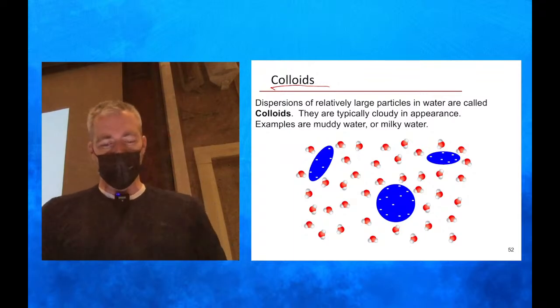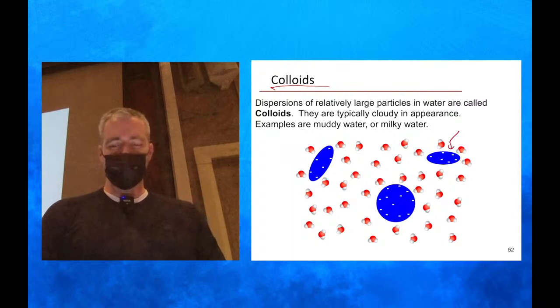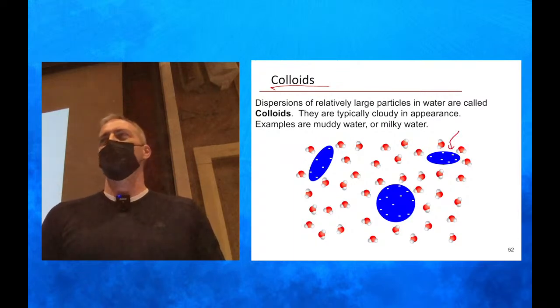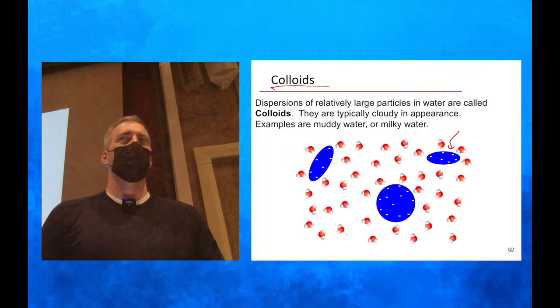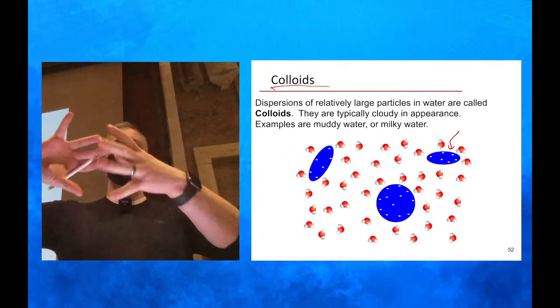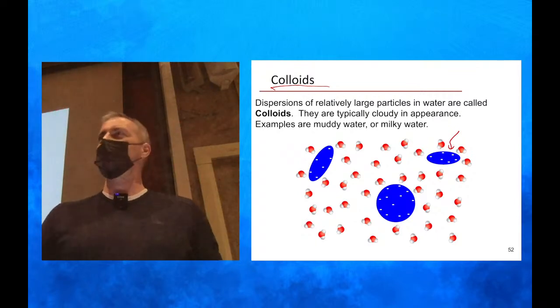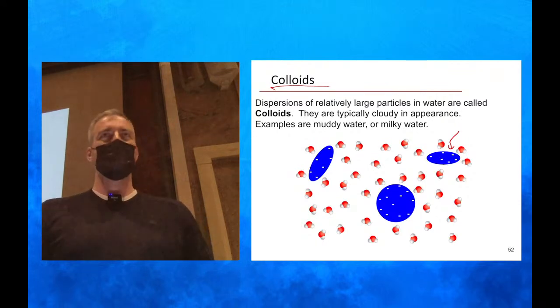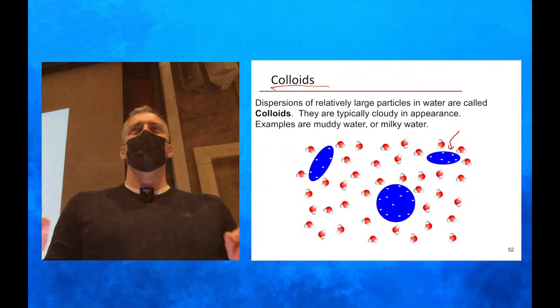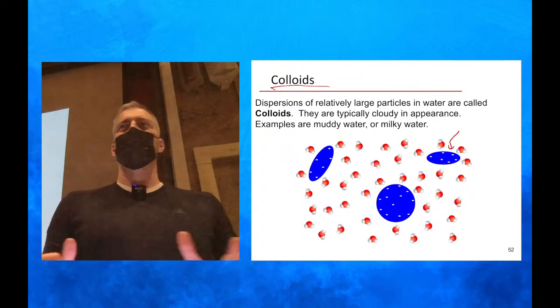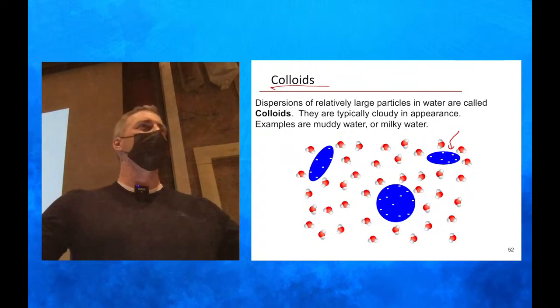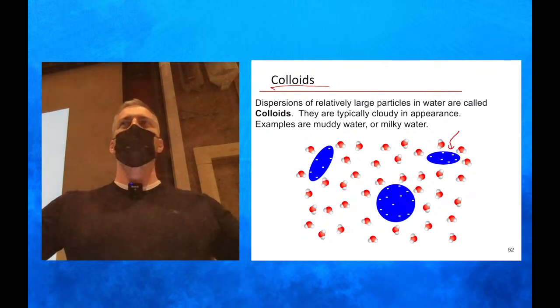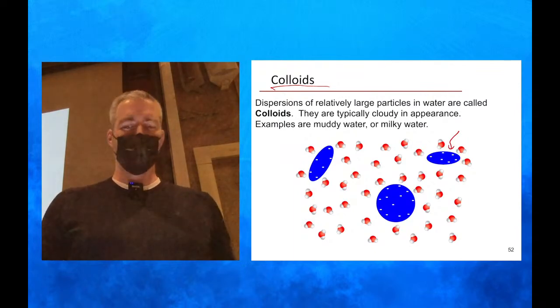Now, one thing that we know is that these particles are often covered in negative charges. So these particles are charged, and water likes to surround them. The positive ends of water like to surround these negatively charged particles. And because they're all negatively charged, they repel each other, so they don't like to clump together. They like to be spread, dispersed in the water, which makes them a little bit harder to get rid of.